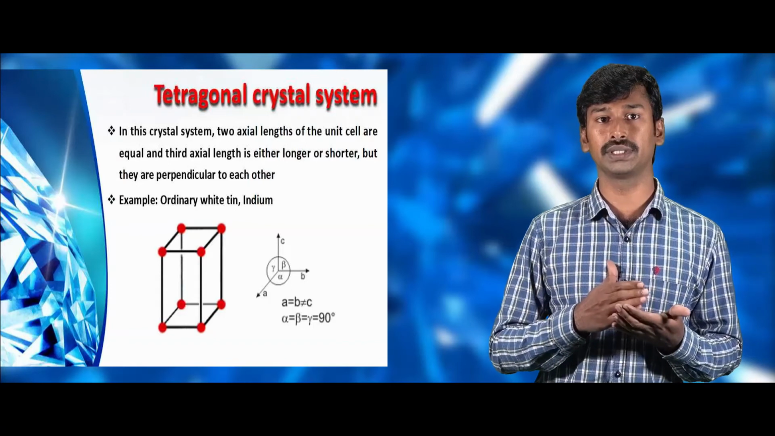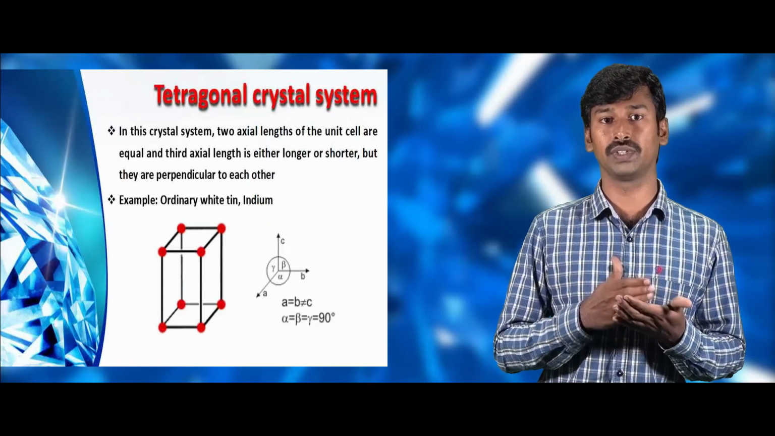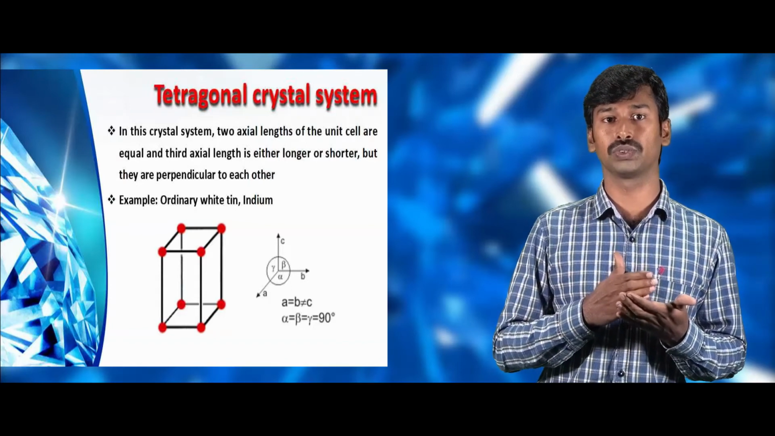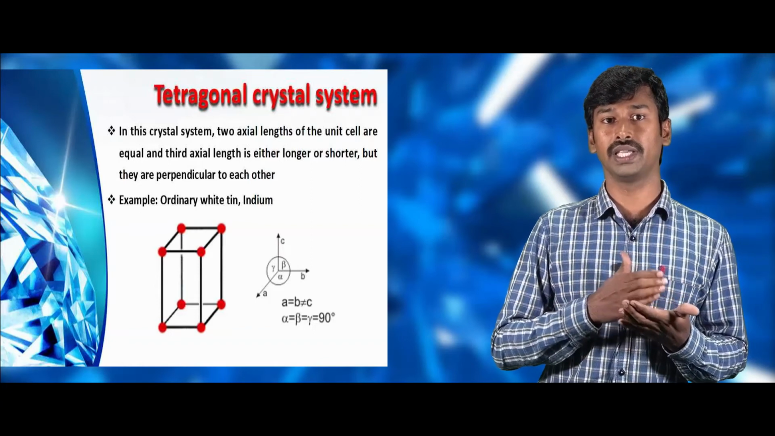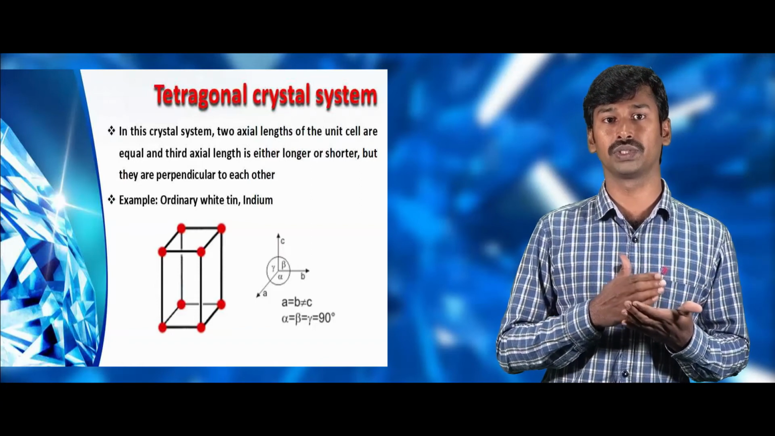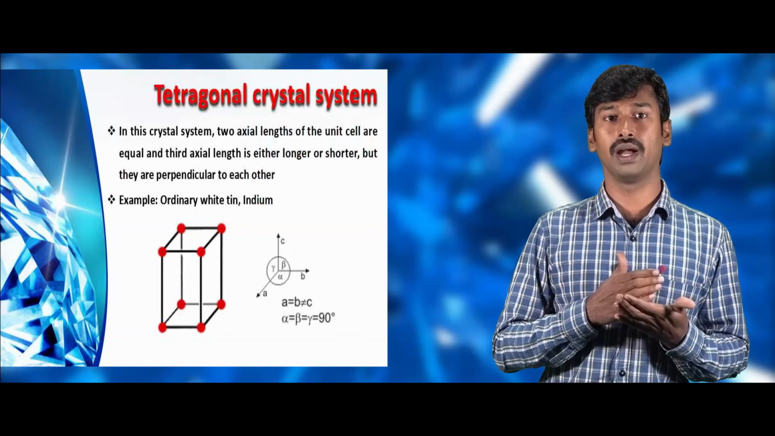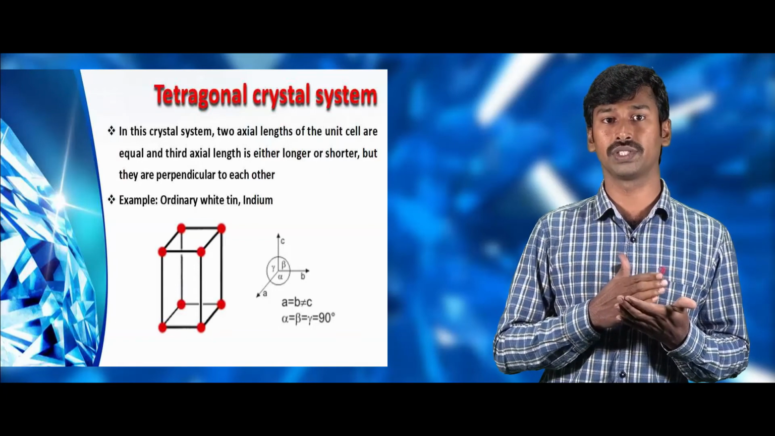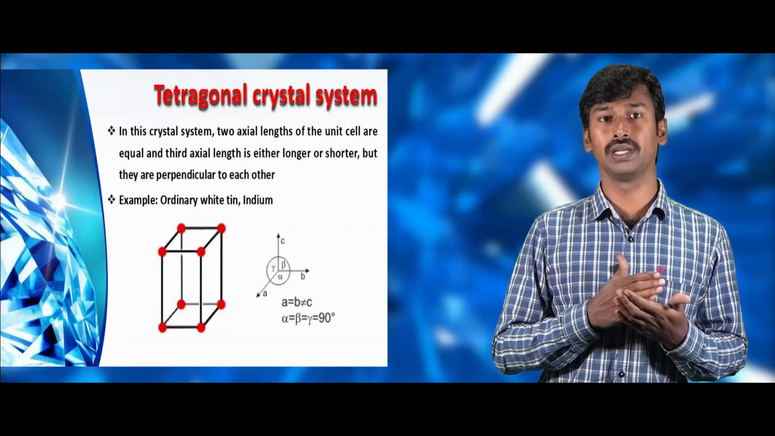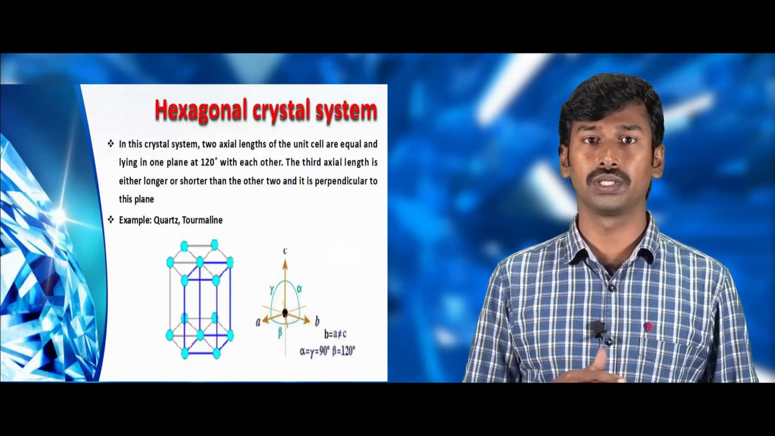The schematic representation of the unit cell is shown in this figure and the lattice parameters are shown in the second image, where a is equal to b which is not equal to c, where in this image c is longer than a and b, and the angles alpha is equal to beta is equal to gamma is equal to 90 degrees. Hexagonal crystal system.